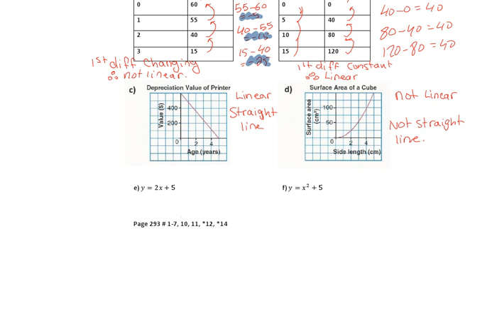Now with E and F, what am I looking at? Graph, table of values, or equation? Equation. What did we say about the equation of a linear function? The first one is linear because we have mx plus b. We have slope and we have y-intercept.